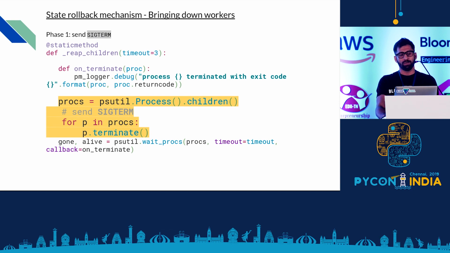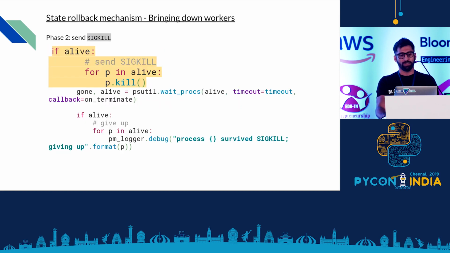Phase 1, when you want to reap the children, through psutil call terminate on these children, and if that does not work, see if there are processes still alive after that. Phase 2, send them SIGKILL. SIGKILL should be killing them. The code looks something like this. I want to show you the demo. And yeah.